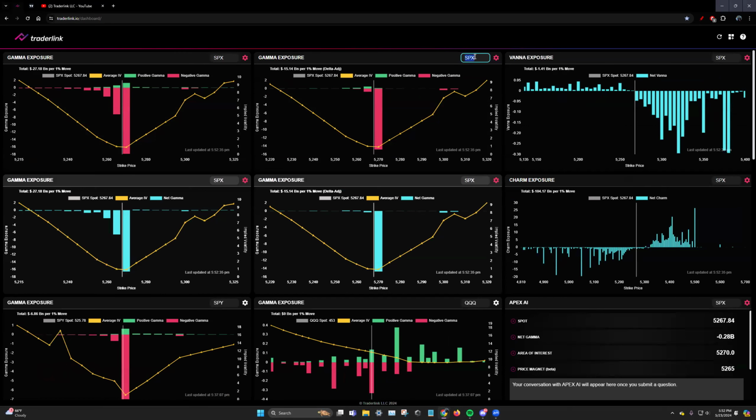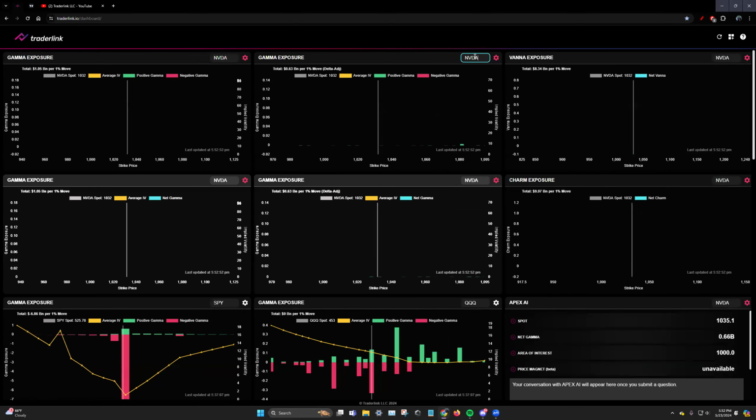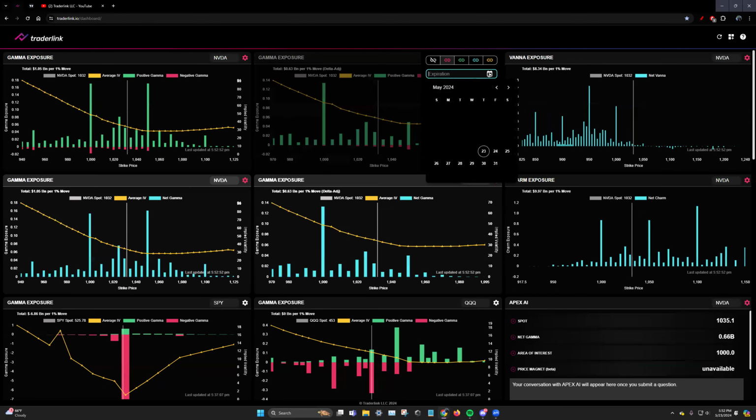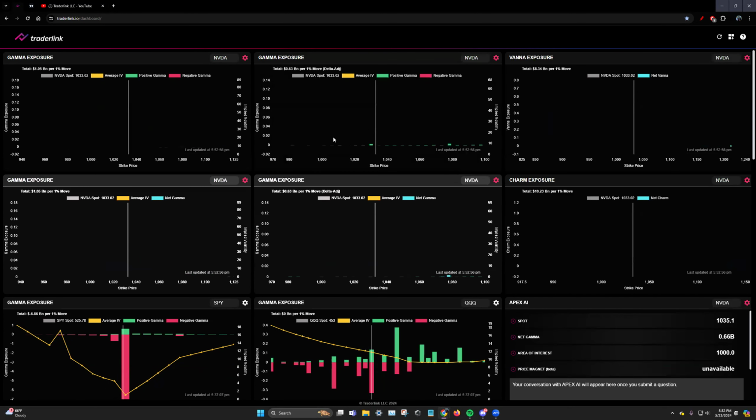Yeah, 0DTE is the default, right? For SPX and SPY and QQQ. If you're looking at NVIDIA, then you need to go in and select the dates, which is every Friday. Yeah.